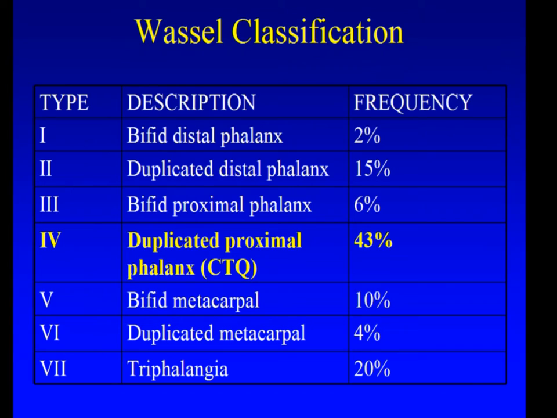Here's a summary of the Wassel Classification system. You can see type 4 is the most common type, and that's basically determined by counting the number of bones present from distal to proximal, and the level of the duplication is the number or type of the classification.